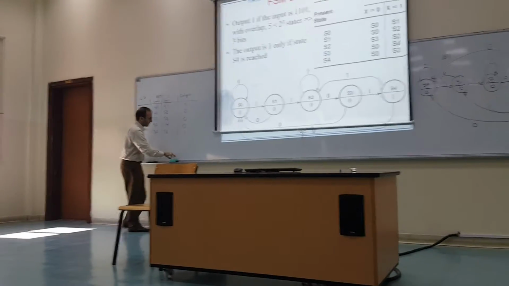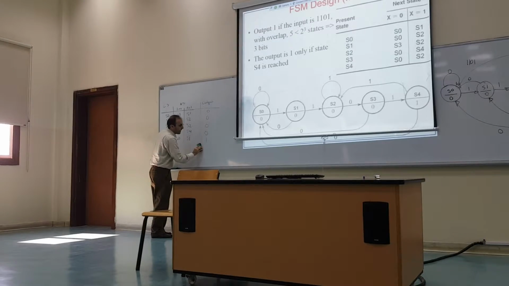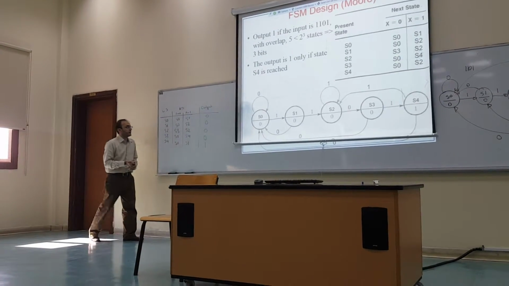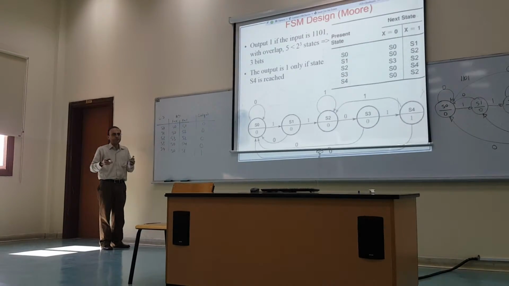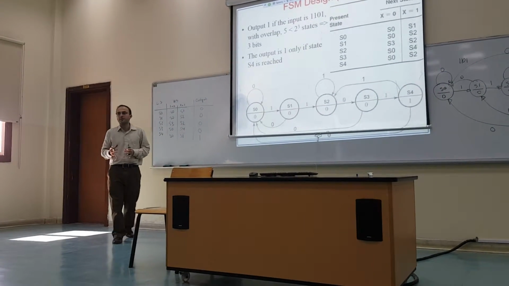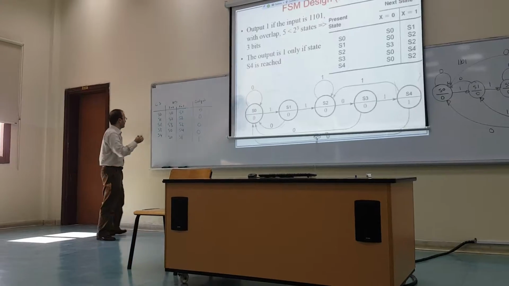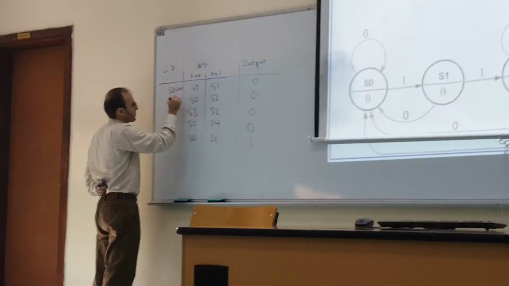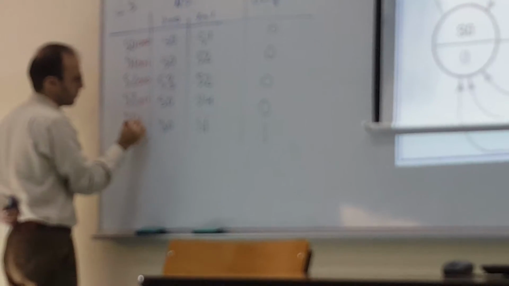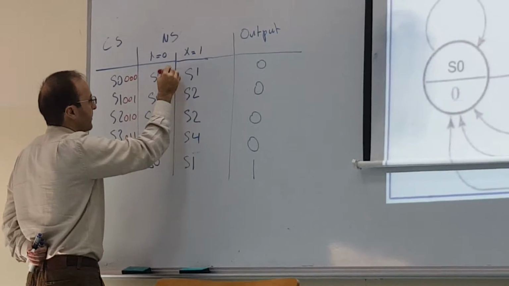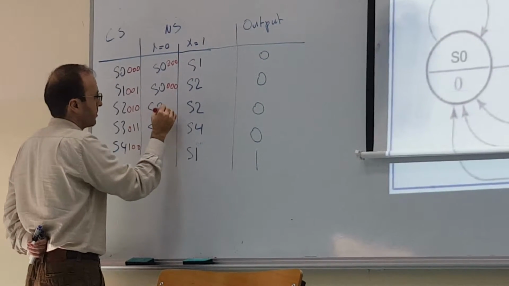Now, I'm going to use a different block just to make it easier. Now, I need to write the transition table. How many bits do you need to cover 5 cases? 3. 0, 0, 0. 0, 0, 1. 0, 1, 0. 0, 1, 1. 1, 0, 0. I need 3.